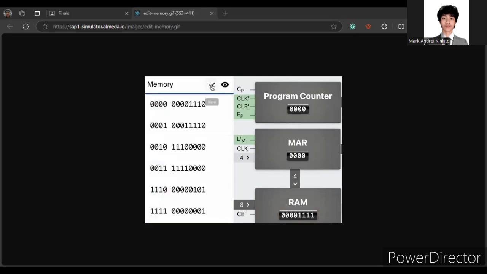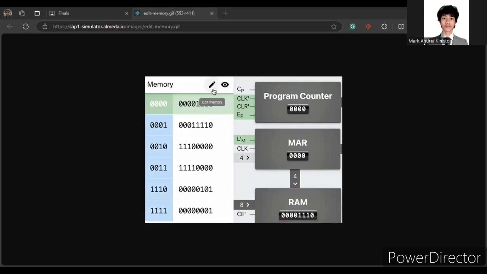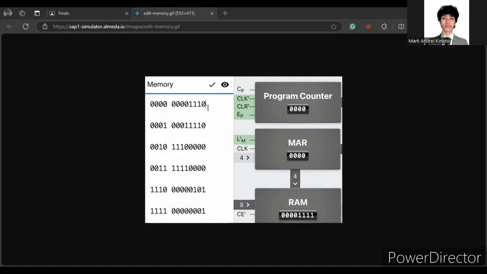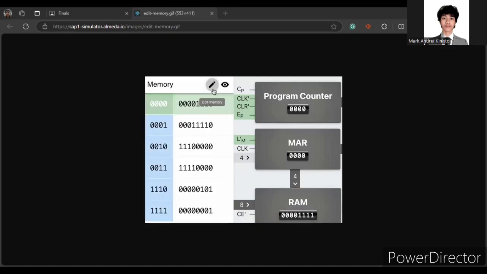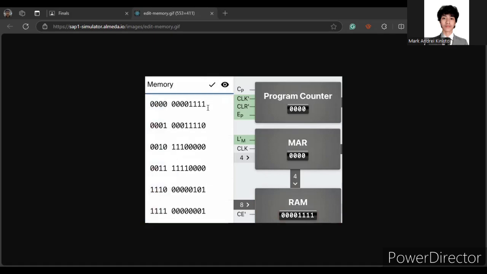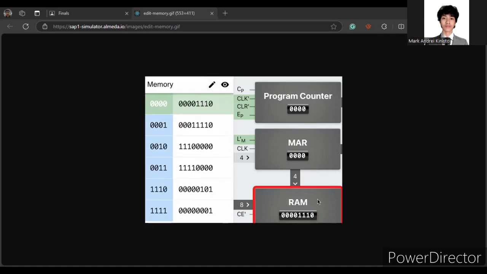This could be an arithmetic operation like addition or subtraction, or a data transfer like moving data between registers and memories. SAP1 uses its accumulator, or A, and other registers to execute these operations. For example, if the instruction is an addition operation, the value in the accumulator is added to the value from the memory, and then the result is stored back in the accumulator.